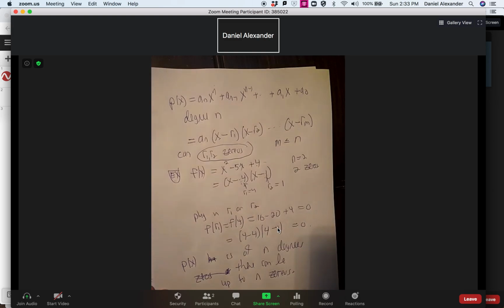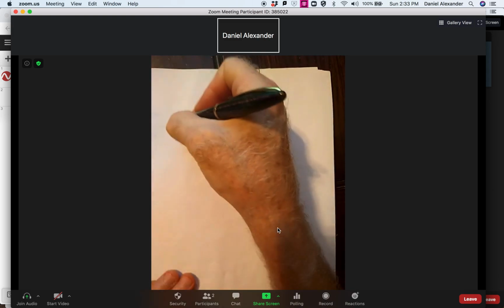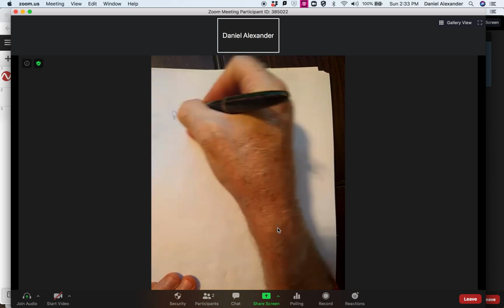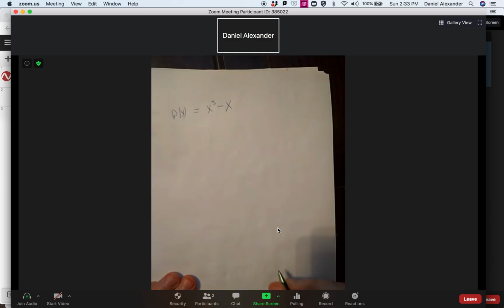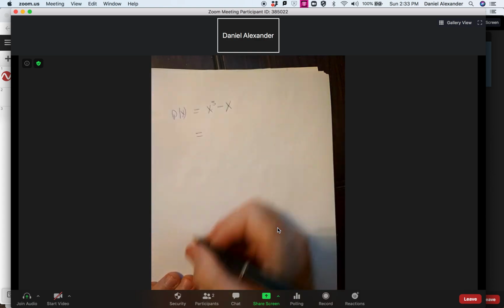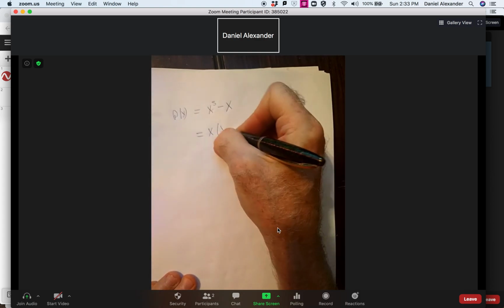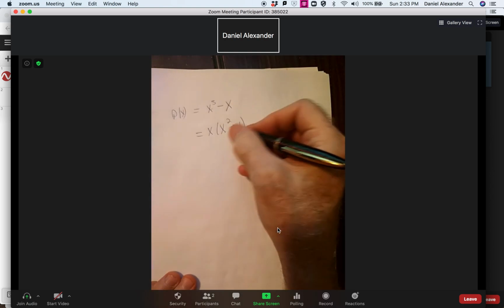Let me give you another example. Okay, so here's another polynomial. P of x equals x cubed minus x. Now, I can factor this. There's a common term here, x, so I can factor that out. And now I can factor x squared minus 1.